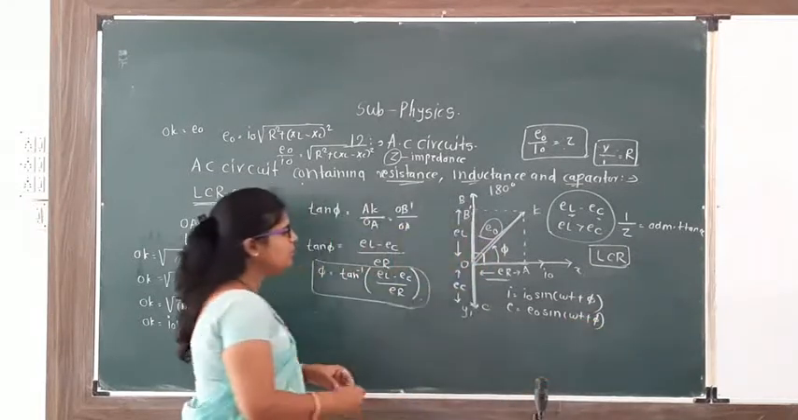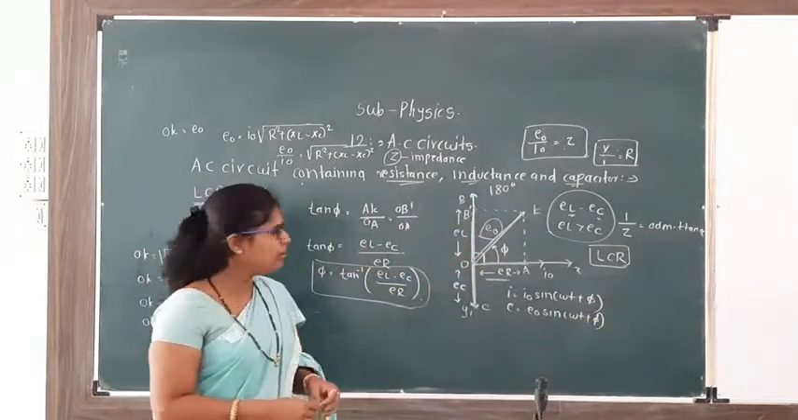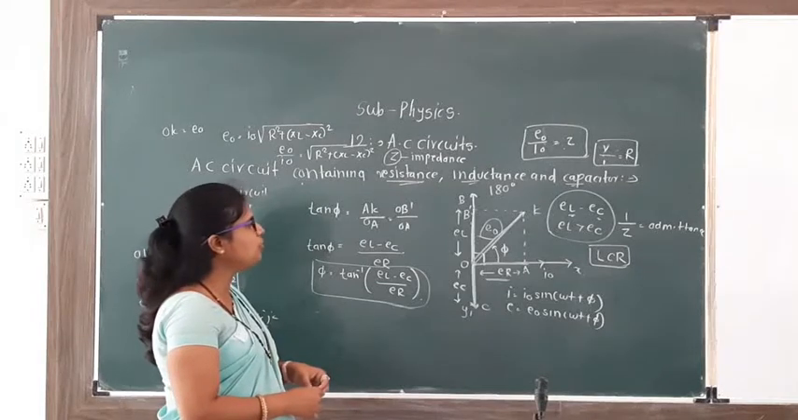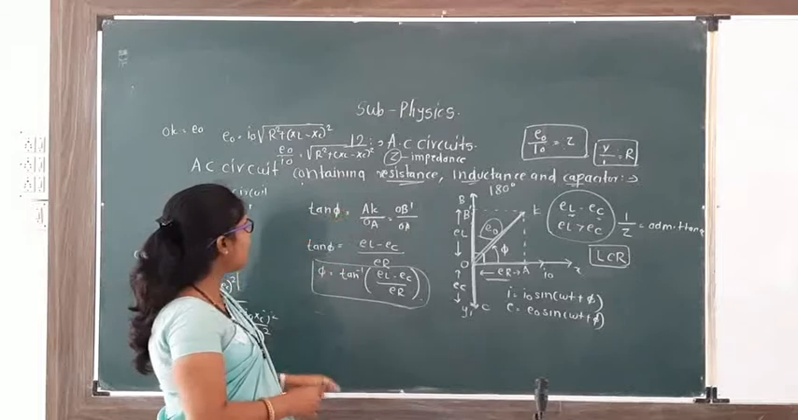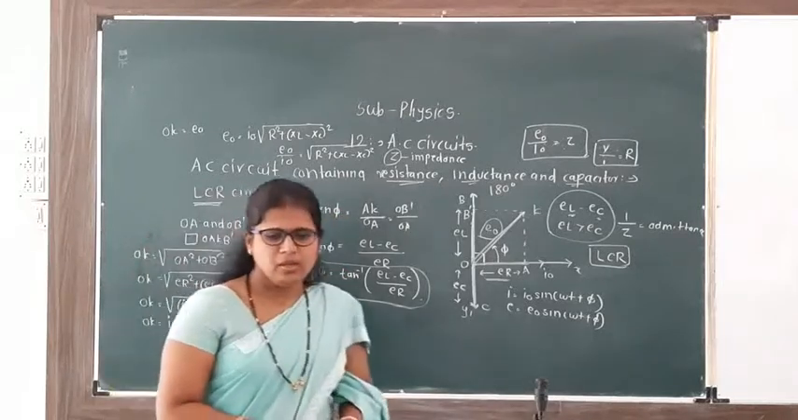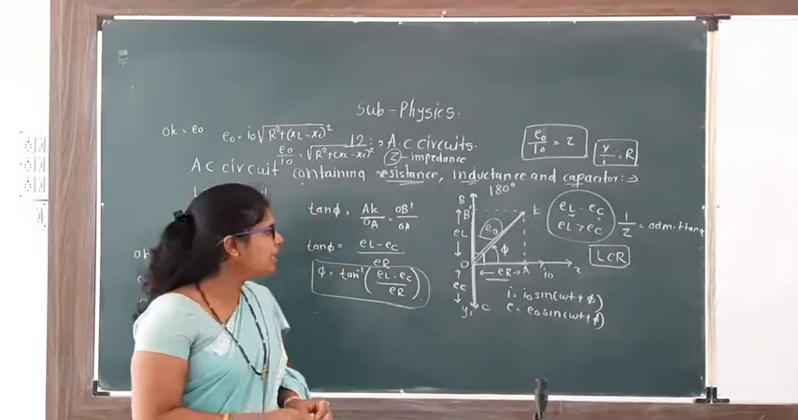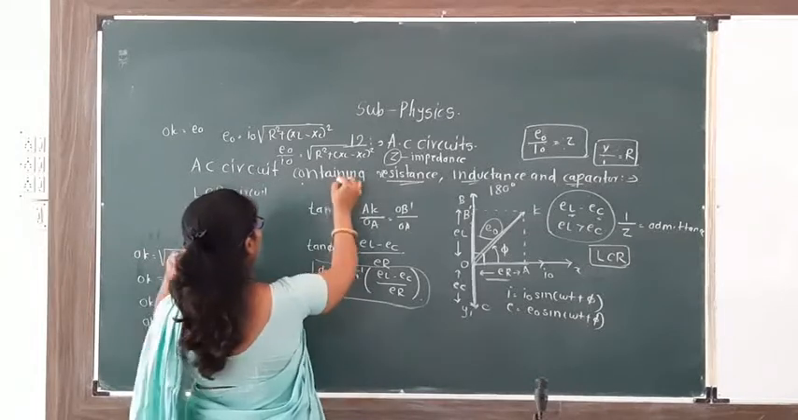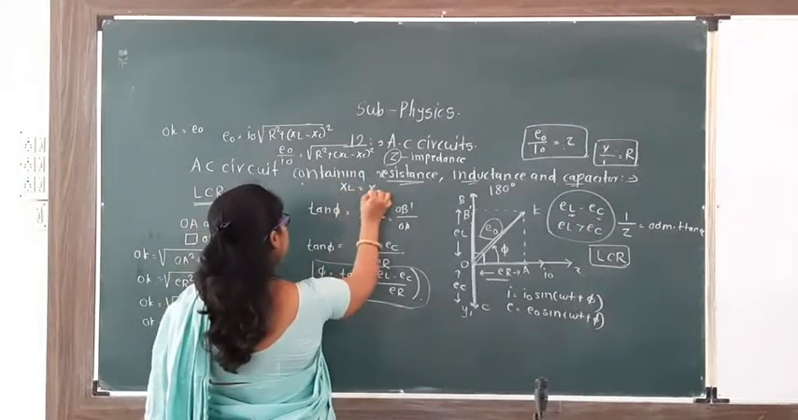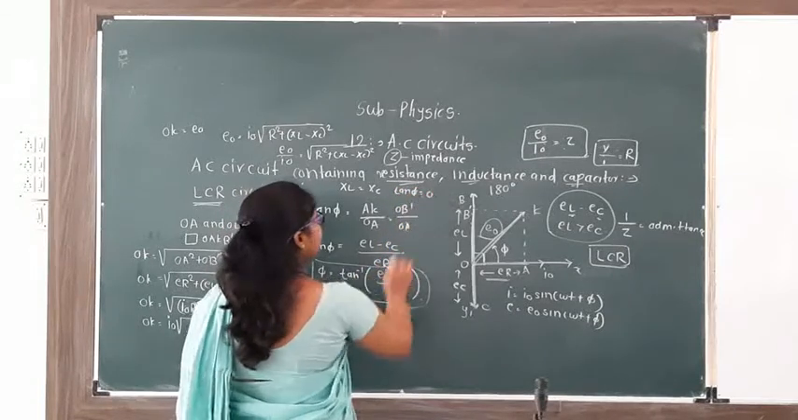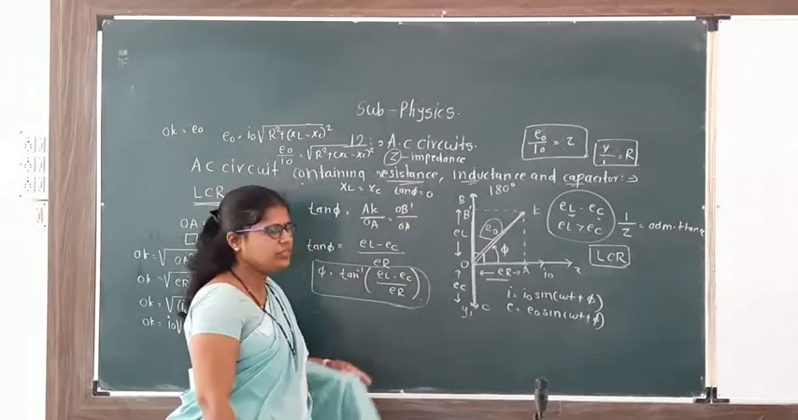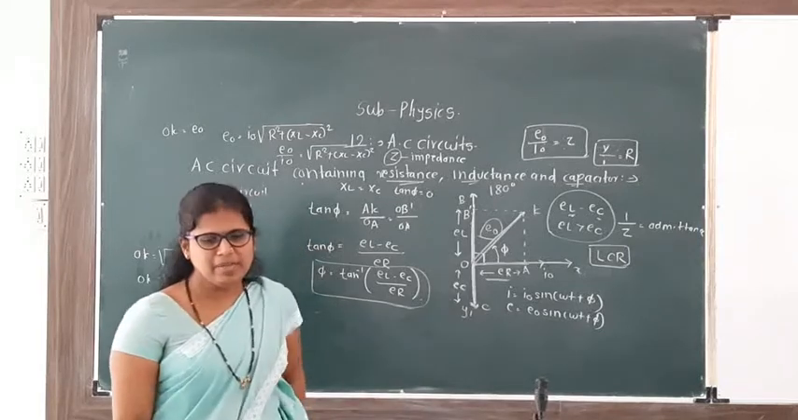There are some cases when XL is equal to XC. Here, when XL is equal to XC, tan phi is equal to 0. The voltage and current are in phase. When XL is equal to XC, tan phi is equal to 0, and voltage and current are in phase.